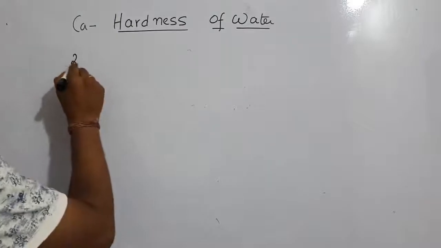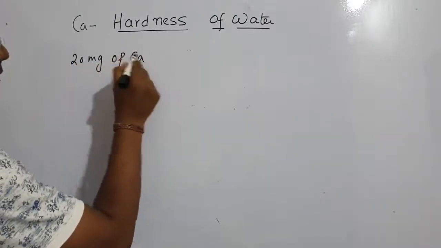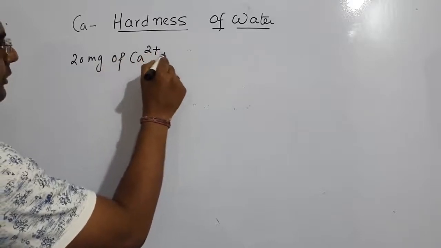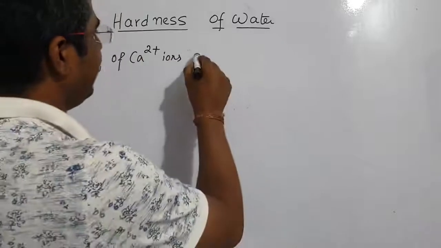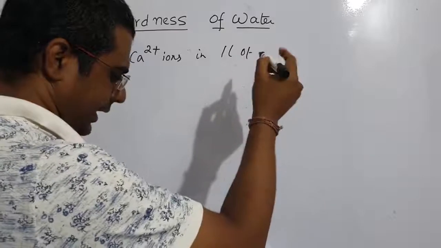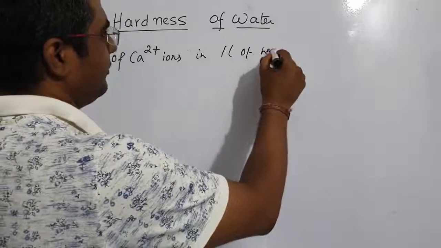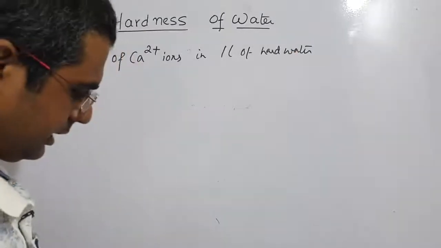20 milligram of Ca2+ ions is present in 1 liter of water, 1 liter of hard water. Definitely, if Ca2+ is there, it will be hard water, right?